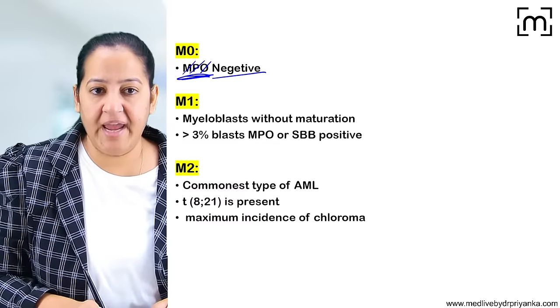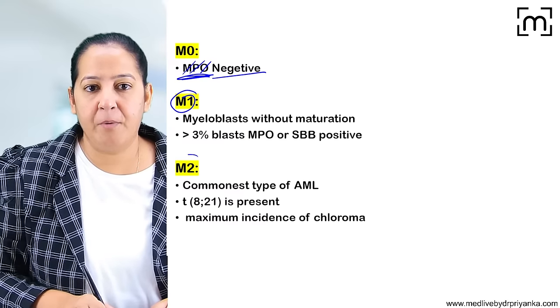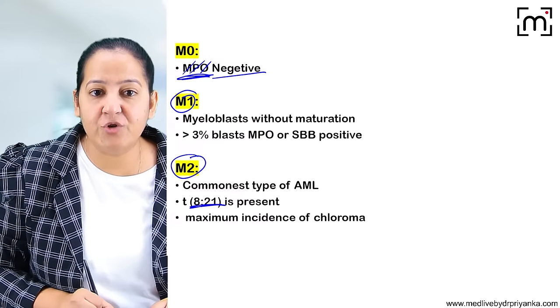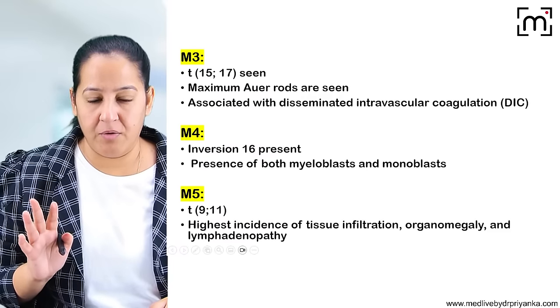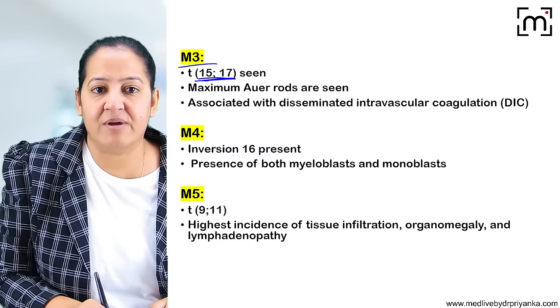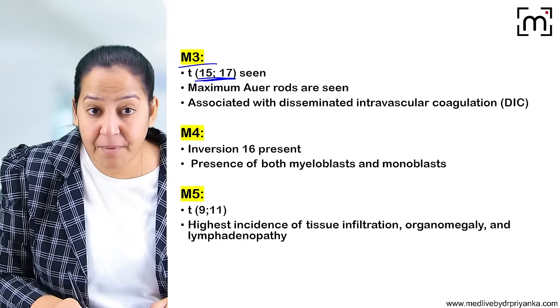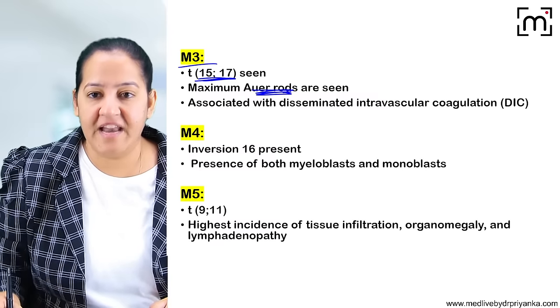Myeloperoxidase stain is there. M1, nothing important. In M2, there is 8;21 translocation and maximum chances of chloroma. I will tell you what is chloroma. In M3, 15;17 translocation is there, and maximum Auer rods are seen in M3, and in M3 DIC is also there.